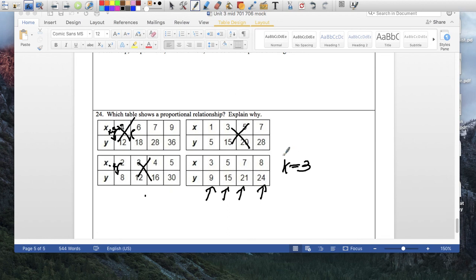Okay. And that's the explanation that I would expect to see on this. Apart from that, this is really what your test is going to look like. Questions very close to this one.